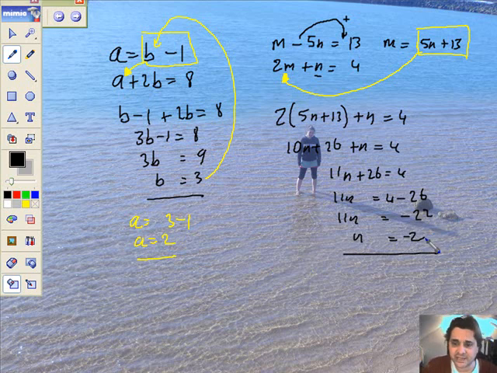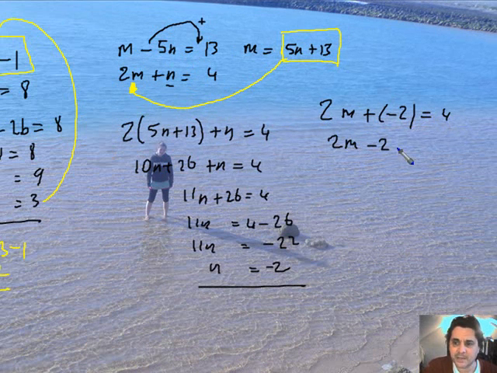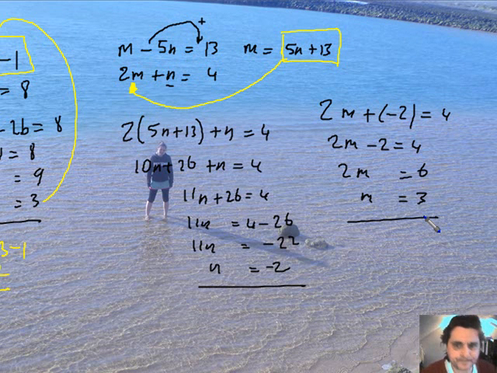Substituting that in the easiest equation for n, I reckon the bottom one there. So let's just work on the side. I've got 2m plus minus 2, single n, is 4. So 2m minus 2 is 4. 2m is 6. m is 3. That's lovely. And that was question 1c, I believe it is.